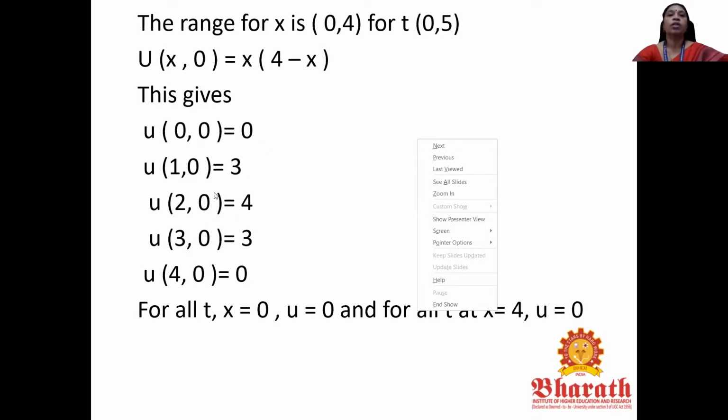U of 3, 0 is equal to 3 into 4 minus 3. That is 3 into 1, that will give you 3. So U of 4 comma 0 is equal to 4 into 4 minus 4, that is equal to 0. So for all t, at x equal to 0 and at x equal to 4, u equal to 0. So that's how you are forming the previous table.